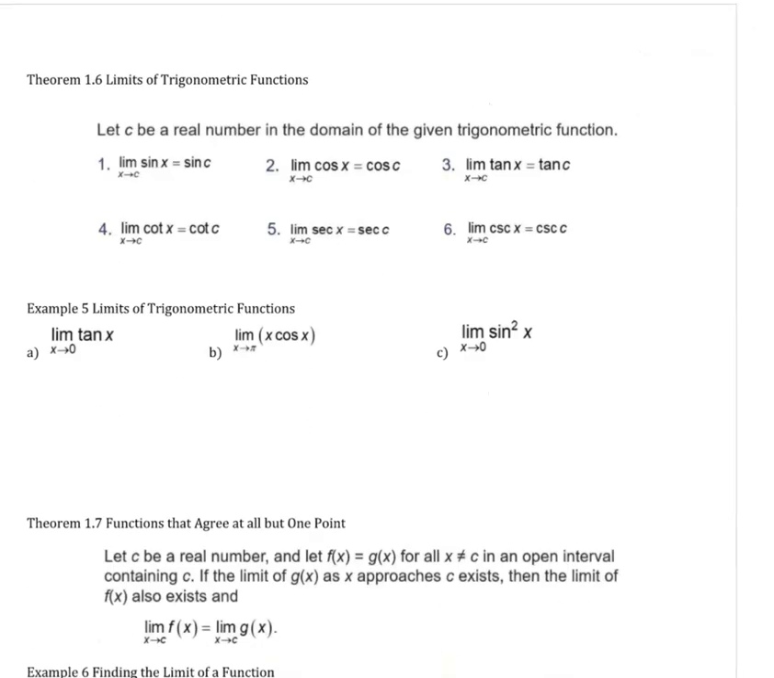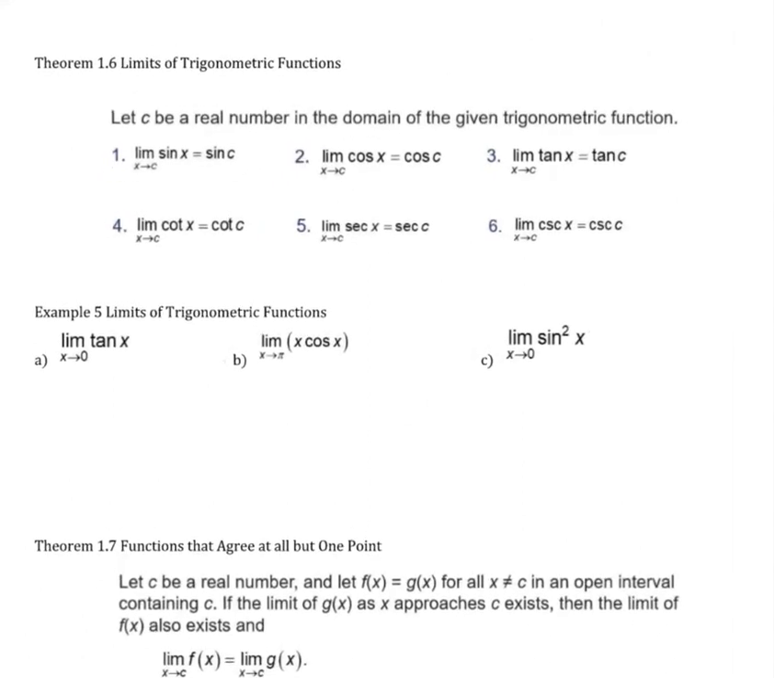Our next theorem tells us that we can use direct substitution to evaluate limits of trigonometric functions as long as we are in the domain of that trig function. So let's look at some examples. The limit as x approaches 0 of tan x. Well, 0 is in the domain of the tangent function, so now I want to know what is tangent of 0. Remember that tangent is y over x. At 0, that would be 0 over 1.